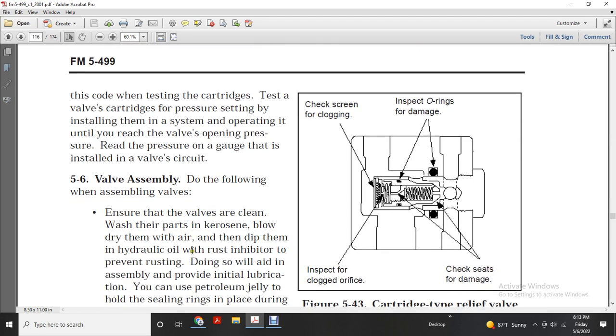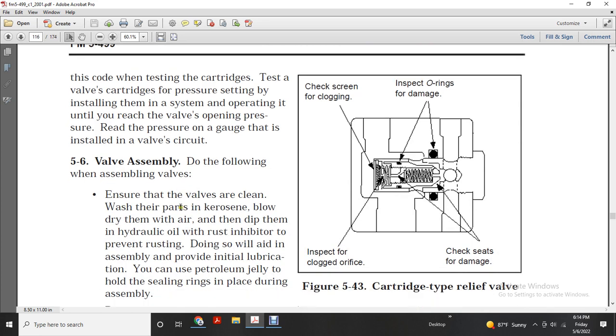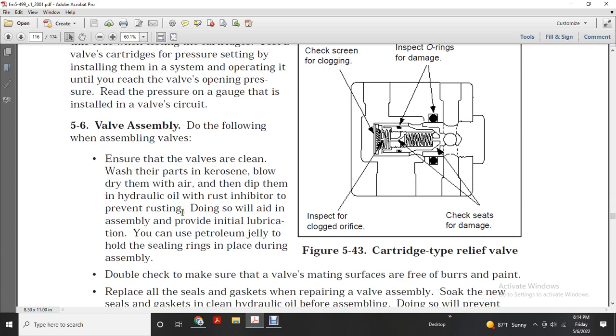Alright, figure 5-6 is telling us to do the following when assembling the valve. Ensure the valves are clean. Wash the parts with kerosene and blow them dry with air, then dip them in hydraulic oil with a rust inhibitor to prevent rusting. Doing so will aid in assembly and provide initial lubrication. You can also use petroleum jelly to hold the seal rings in place during assembly.